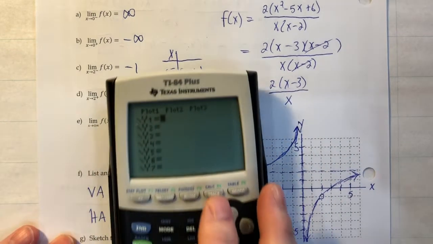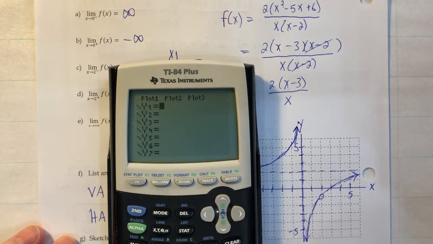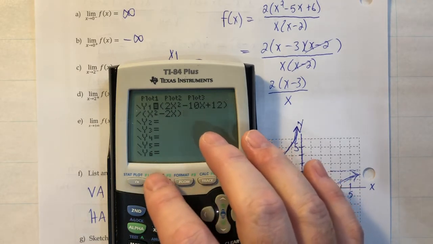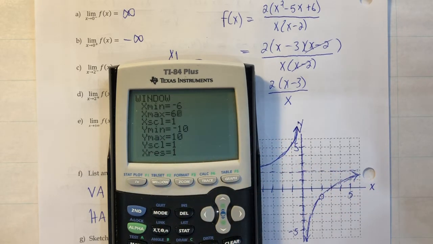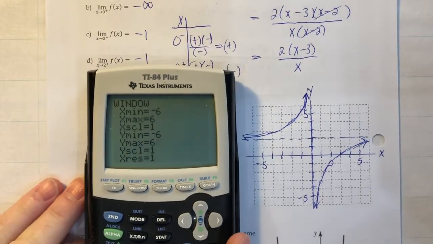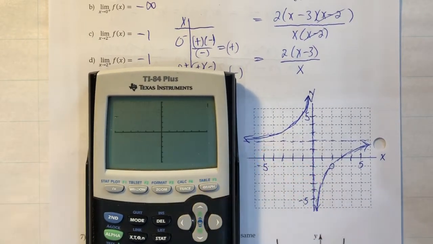All right, so let's go ahead and punch in the original function. When you have numerators and denominators with multiple terms, make sure you put those in parentheses. So 2x squared minus 10x plus 12 in parentheses for the numerator, divided by open parentheses for the denominator, x squared minus 2x. And then I went from negative 6 to 6 on my scale here, so let's make our window do that too. Negative 6 to 6, negative 6 to 6, and then I just slide this over a little bit and see if these two graphs seem to match up.